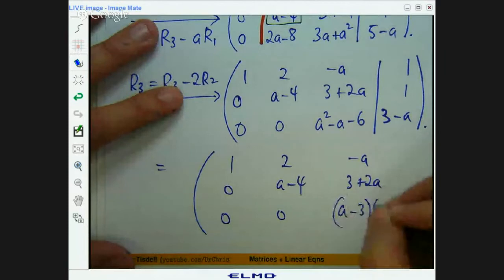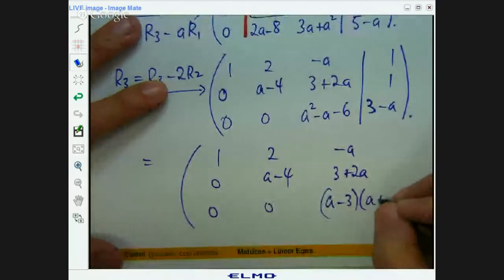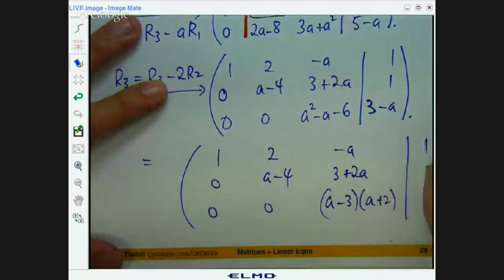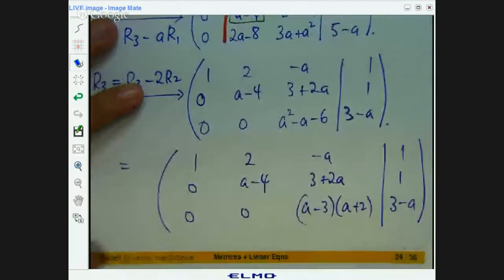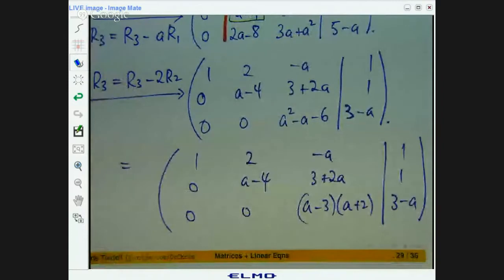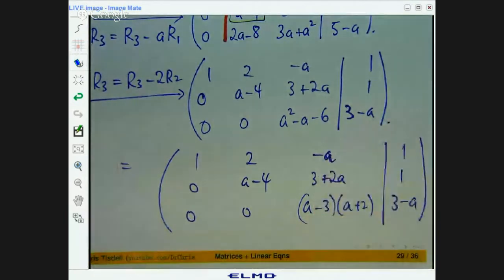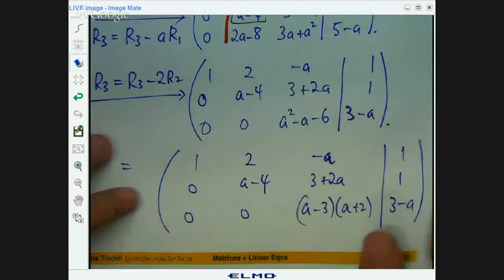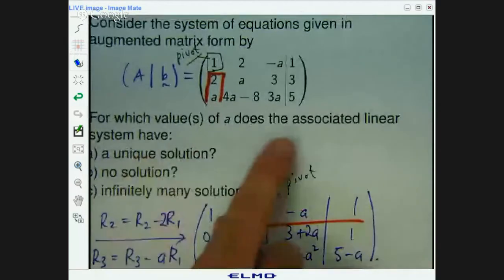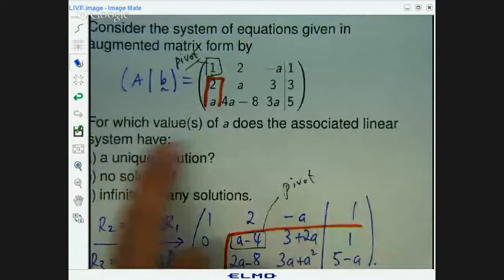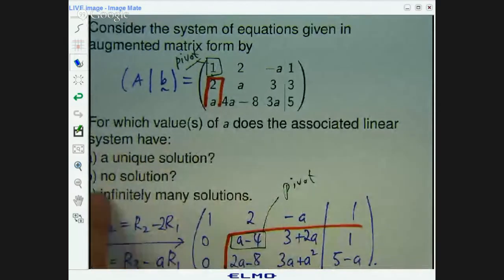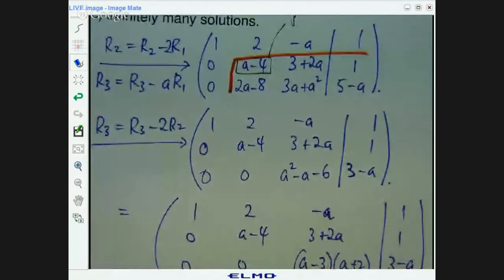So I can factor into the following form, and I can just squeeze it in there. All right, great. Okay, so have a look at this matrix now. The A's are still there, right? So the question is, what values of A will force the associated linear system to have a unique solution, no solution, infinitely many solutions? All right, so we should be able to look at this and find out.